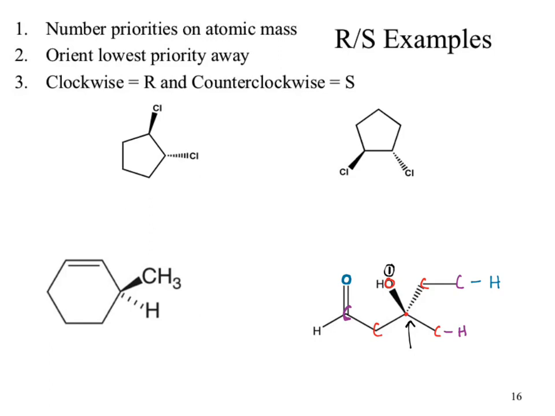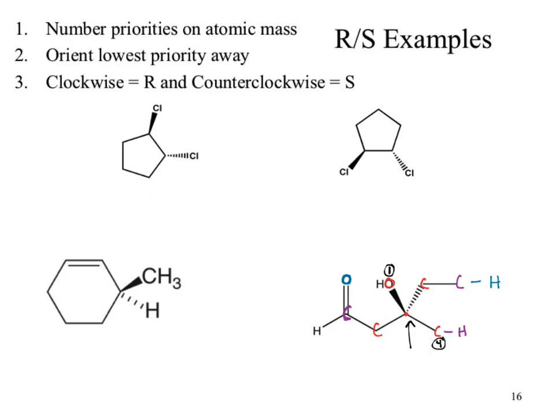Between the other carbons, I can't directly differentiate, so I will move to the next highest priority atom out from each of those, which I highlighted in purple. So we've got a purple carbon, a purple hydrogen, and then a purple carbon. Hydrogen has a lower atomic mass than the carbons, so that means that bottom one must be our 4th priority. So far, so good?